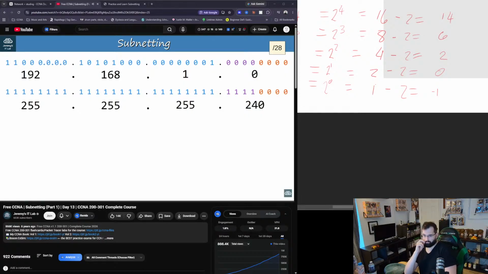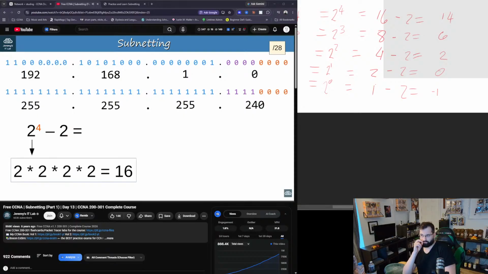How about if we use /28? There are 4 host bits, so the formula is 2 to the power of 4 minus 2. 2 to the power of 4 is 2 times 2 times 2 times 2, which is 16. So that means there are 14 usable addresses, once again not enough for 45 hosts.